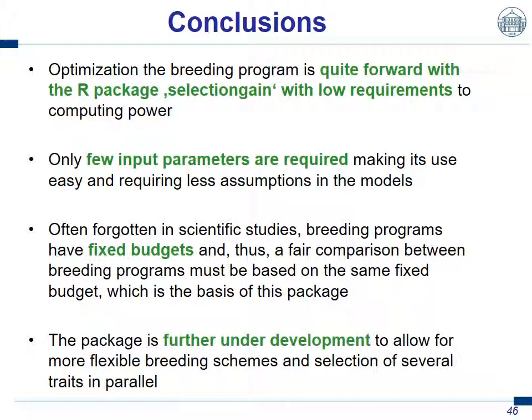A further advantage of the package is that we are continuing its development. We want to have more flexibility in breeding schemes, and for sure we are interested in realizing a method so that we can also select in parallel, not only on a single trait, but at least for 2 traits in parallel. But this is not yet done. We are currently working on it in the background in a beta version.